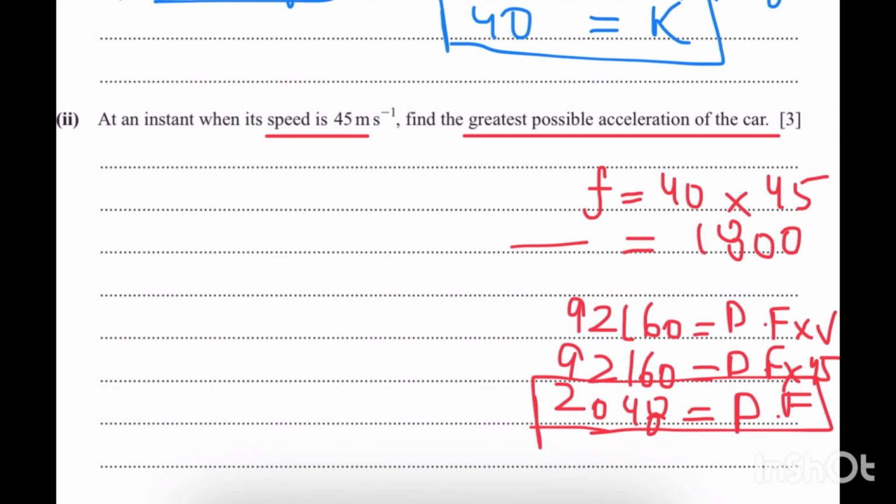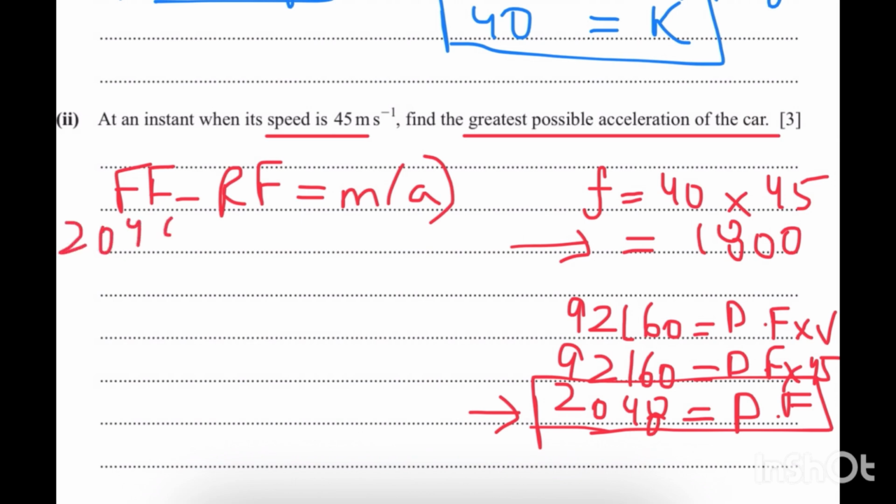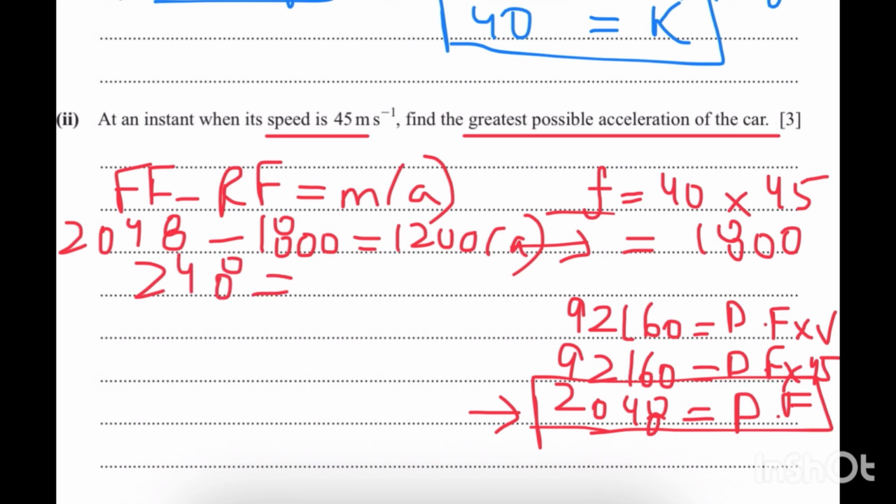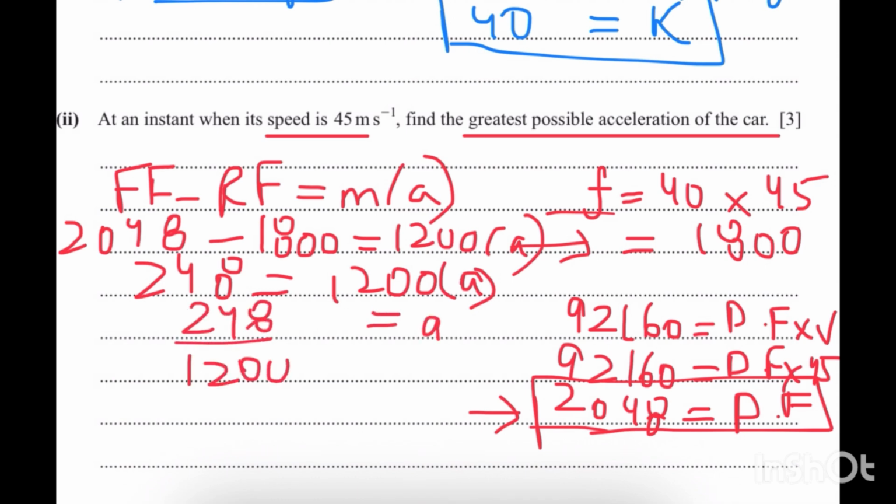Now we can use these two facts and incorporate them into the forces formula, which was forward force minus resistive force is equal to the mass multiplied by the acceleration. So the forward force is equal to the driving force, which is 2048, and the resistive force is the friction, which is 800. 2048 minus 800 is equal to the mass, which was 1200, times acceleration. So 2048 minus 800 is 1248, and this is 1200a, meaning that the maximum possible acceleration is 1248 divided by 1200.